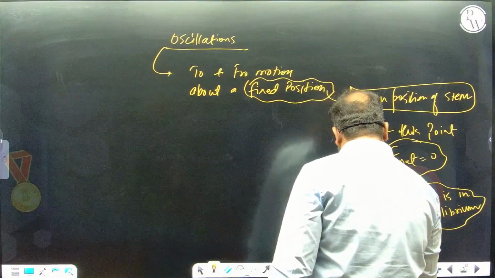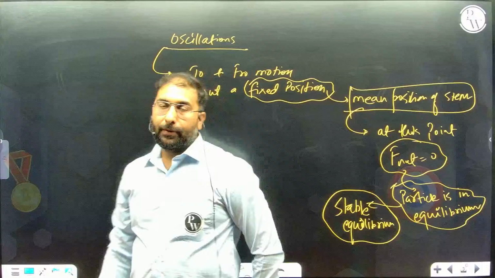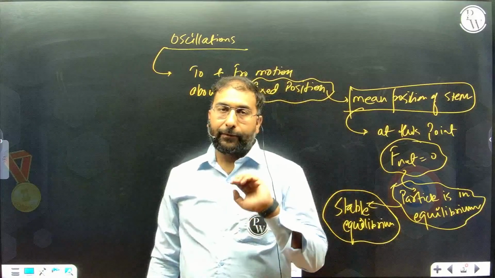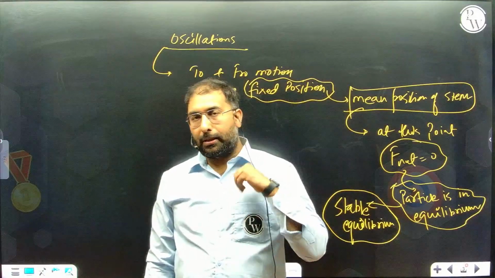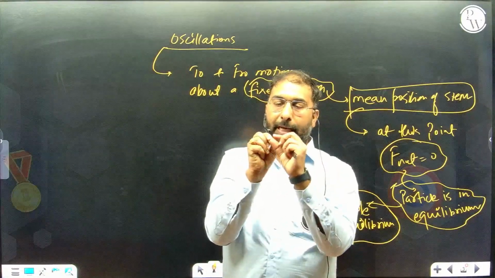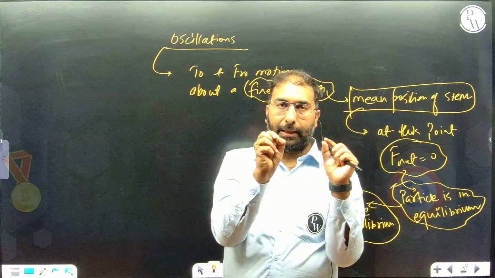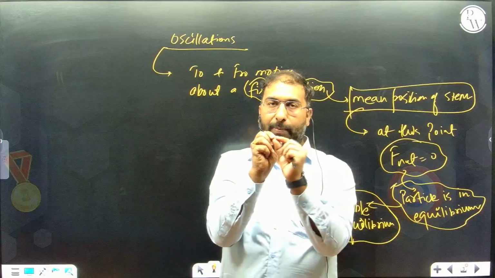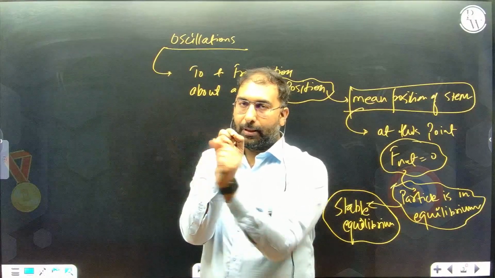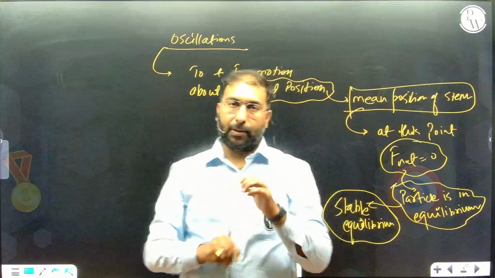And what is important about stable equilibrium? That whenever we disturb a particle from the position of stable equilibrium, then it will come back to the same point again. So if we have, let's say, this point as the point of stable equilibrium, and I'm having a particle here. If I displace the particle toward the left side and I release it, it will again come back to this point. If I displace the particle toward the right side like this, and when I release it, again it will come back to its initial position.